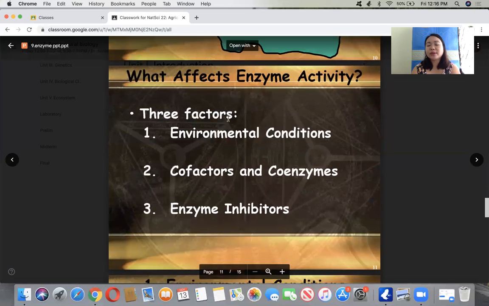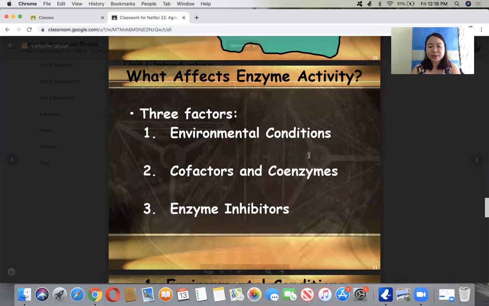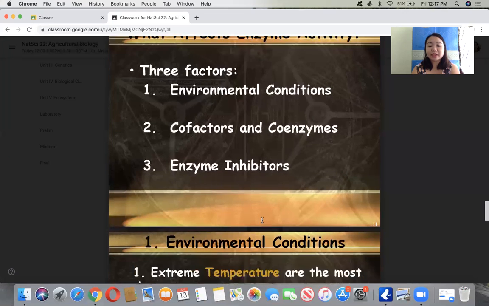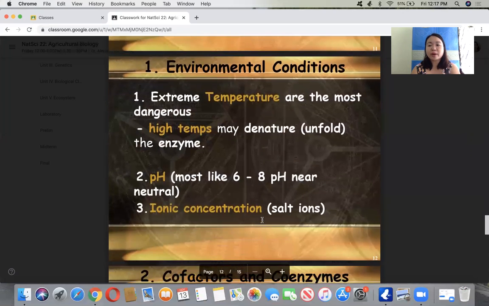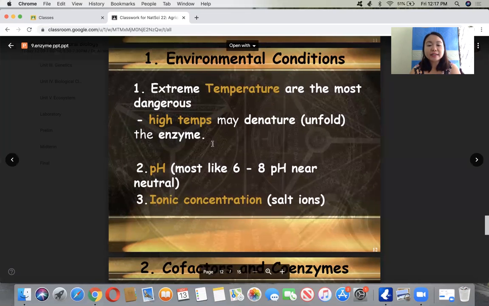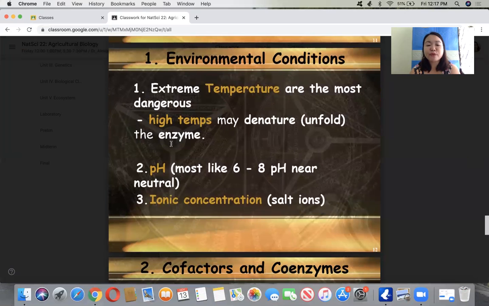And what affects enzyme activity? There are three factors: the environmental conditions, the cofactors and coenzymes, and the enzyme inhibitors. Let's start with the environmental factors. First, extreme temperatures are the most dangerous. We all know that we die at even 50 to 60, 100 degrees Celsius. High temperature may denature or unfold the enzyme.